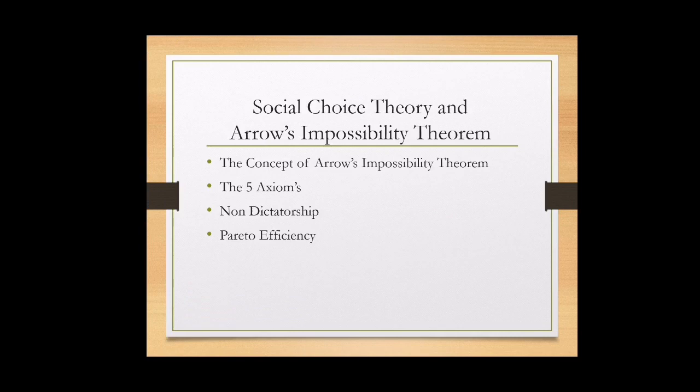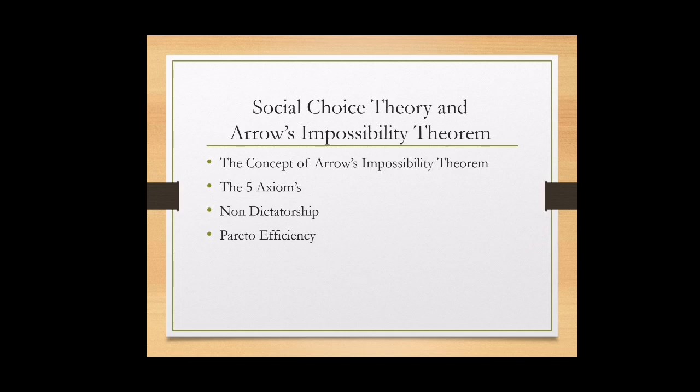So Kenneth Arrow created this theorem, Arrow's Impossibility Theorem, in order to prove his theory, social choice theory, right? This theorem states that in order to create a societal order of choices which will reflect all the individual preferences, you need to make sure that you follow 5 axioms which were given by Mr. Kenneth Arrow. Axioms means principles. So what was the first axiom? The first axiom was non-dictatorship. This axiom states that if A is getting more votes than B, majority votes, then A will be the winner. Second one is Pareto efficiency.